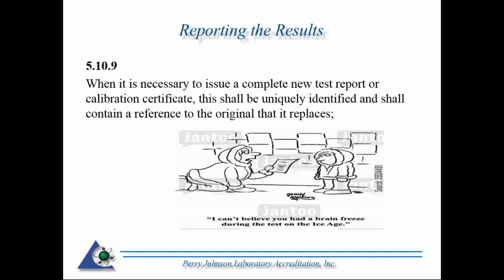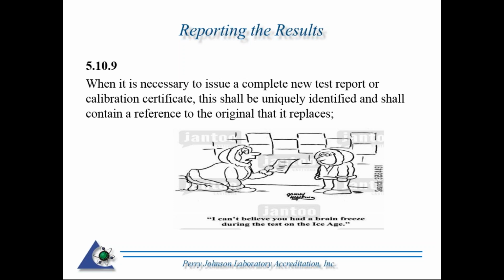We're going to get into when you need to issue a whole new report. Let's say your customer got the report. It could be something as simple as, say, a serial number was wrong. But if you decide you're going to issue a whole new report instead of a supplement, it needs to be uniquely identified. And so there's not two reports out there with the same identifier. And it needs to contain reference to the original that it replaces.